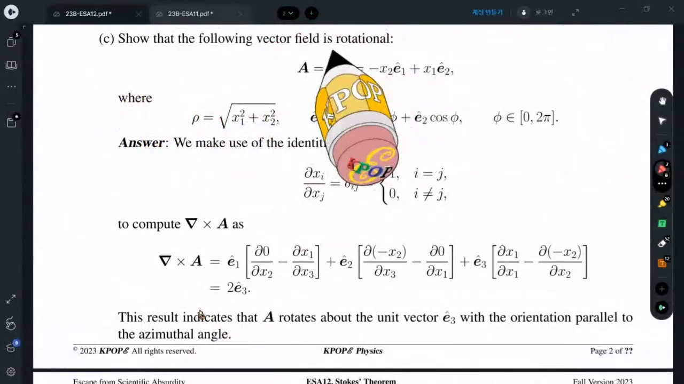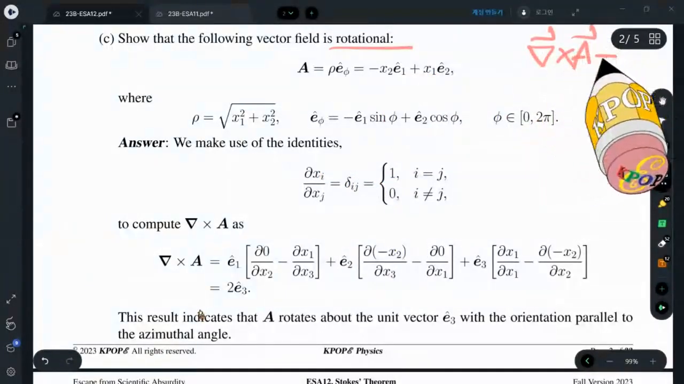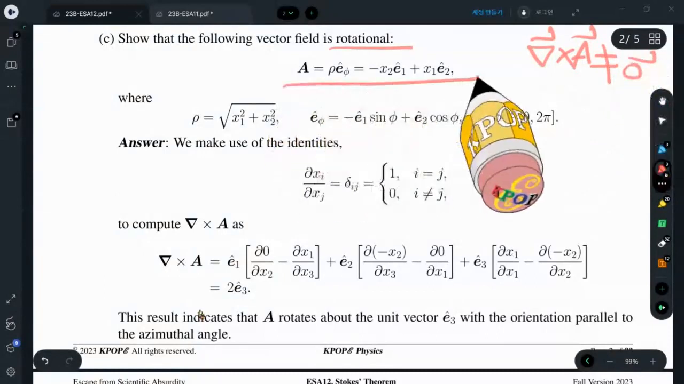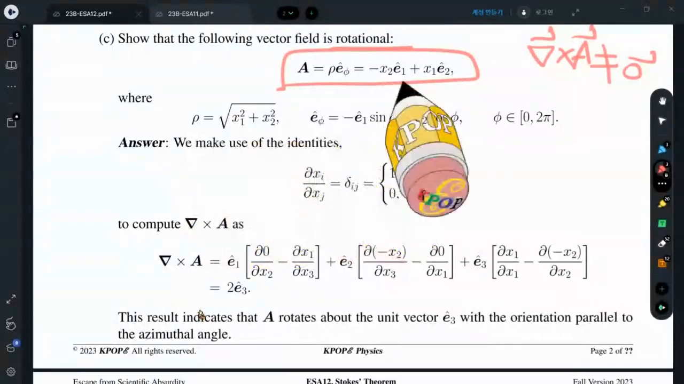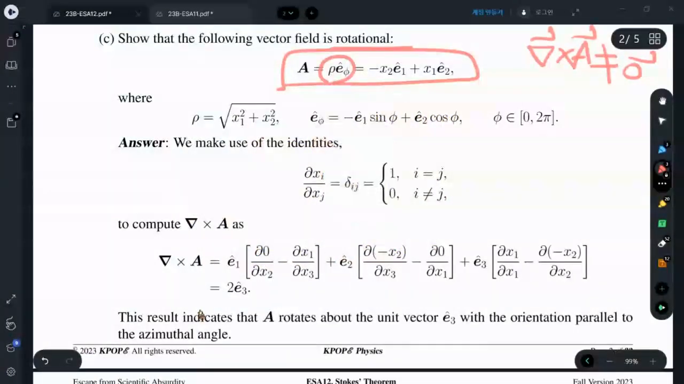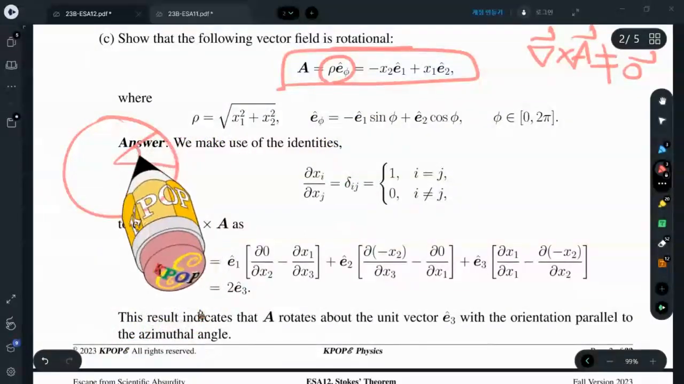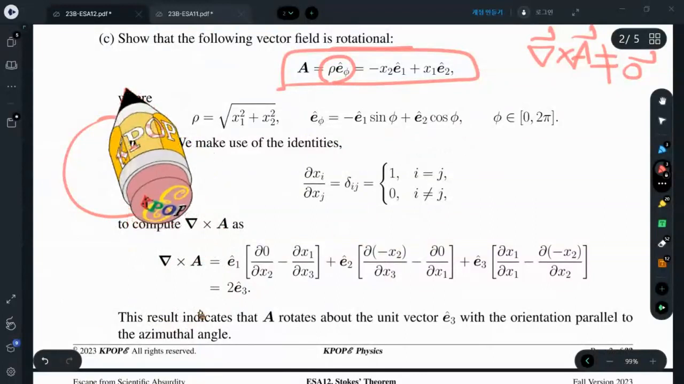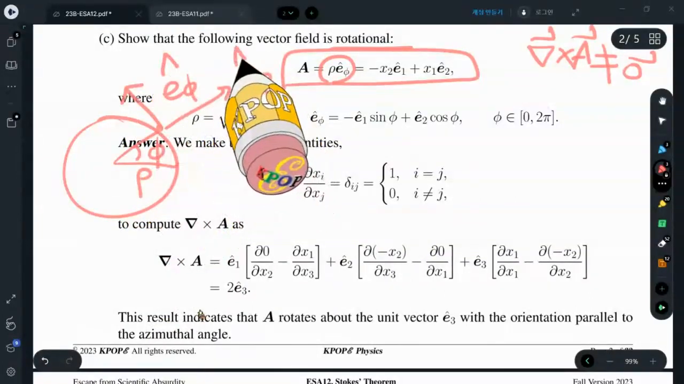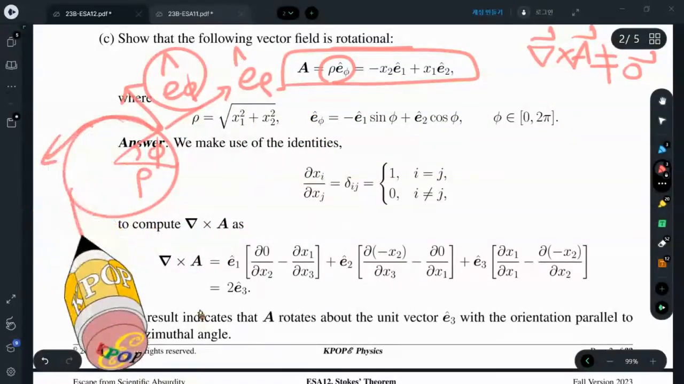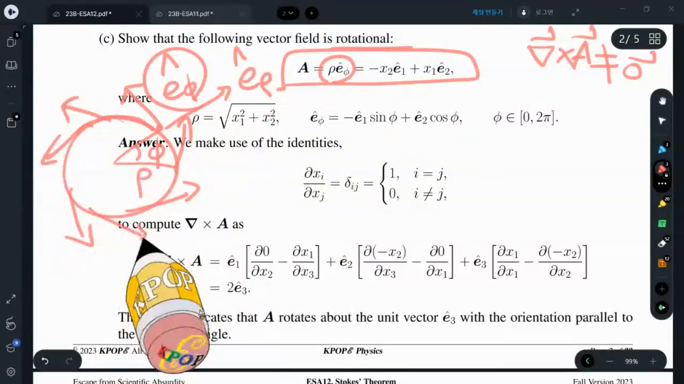So it is 0. If it is 0, we call this irrotational. Now show that the following vector field is rotational. Curl A is non-zero for this one. This is a planar, two-dimensional setting. We have rho and phi. This direction is e phi, and this direction is e rho, and e phi rotates. It is the tangent direction of a circle.